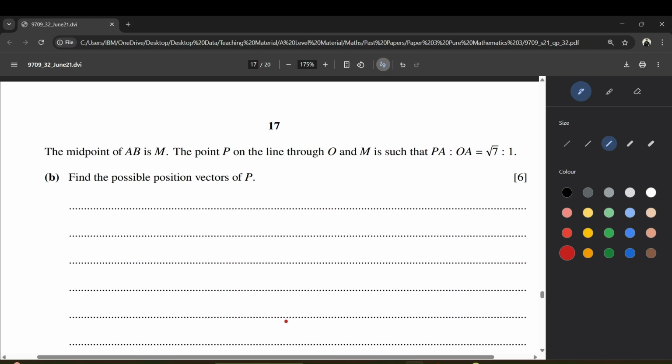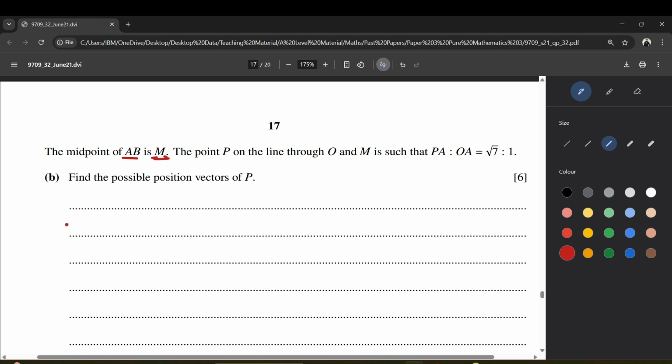Now it says the midpoint of AB is M. The point P on the line through O and M is such that PA ratio OA is equal to root 7 ratio 1. So M is the midpoint of AB and P is on the line through O and M. So we have a line O and M.